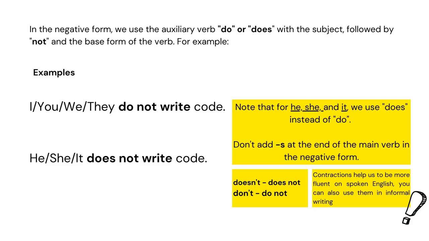And one last thing about the negative statements, we can also use contractions. Contractions can help us to be more fluent when speaking. You can also use them in informal writing. So instead of does not, you can use doesn't, and instead of do not, you can use don't. For example, I don't write code or he doesn't write code.